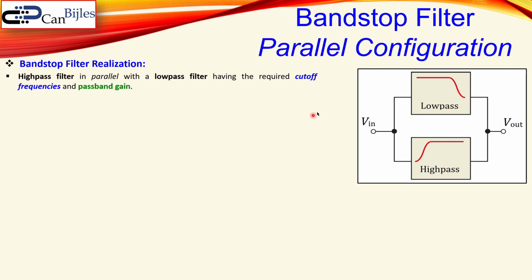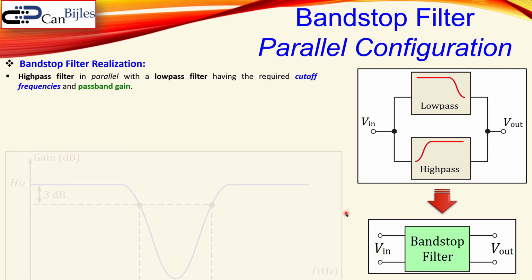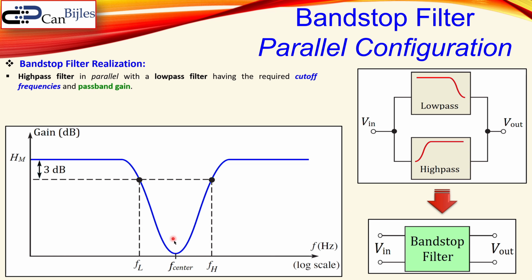Now the diagram is shown here. You see here the low-pass and the high-pass. They are now in parallel, as we can see here. So we have the input and the output, and then the total effect will be a bandstop filter as shown here. And this is the Bode plot in more detail.